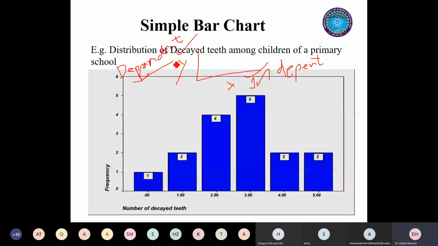So when you develop a bar chart, always represent your dependent variable along the y-axis. We are going to discuss the dependent and independent variable in more detail later on in this course. So along the y-axis, and we have the independent variable along the x-axis. So these are the number of decayed teeth, and then you have the frequency.